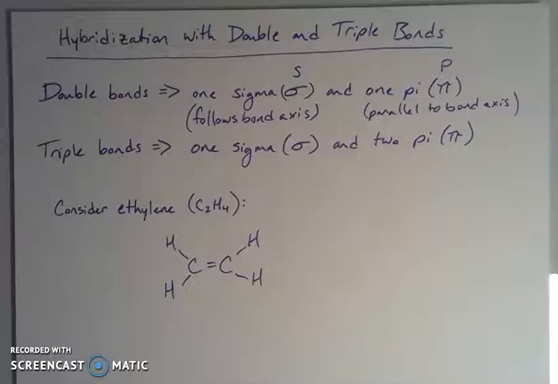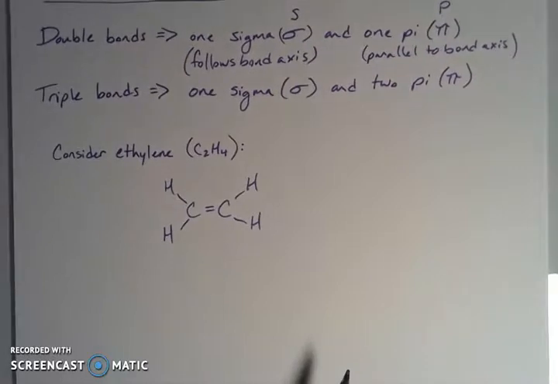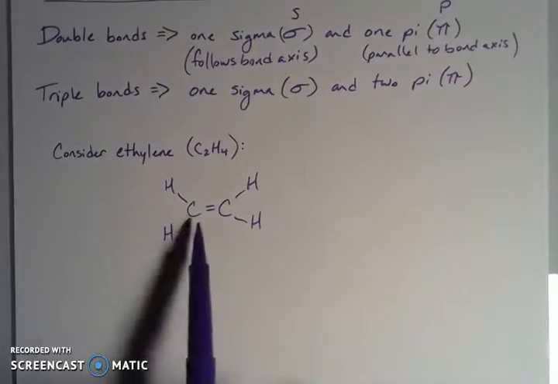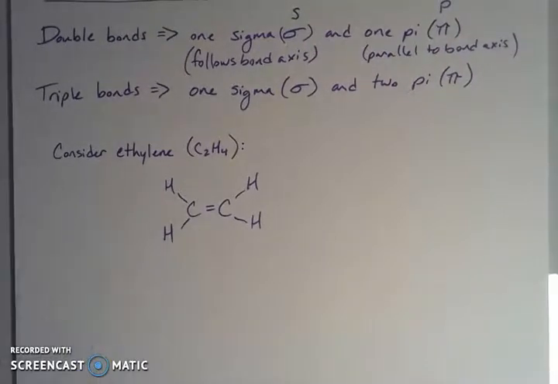And so I want to talk about how this all fits together in a structure. So let's consider the double bonds first, and then we'll speak to the triple bonds as well. Let's take the compound ethylene. Ethylene is an organic compound with two carbons. That's where the prefix eth comes from. The ene ending tells me that there's a double bond between them.